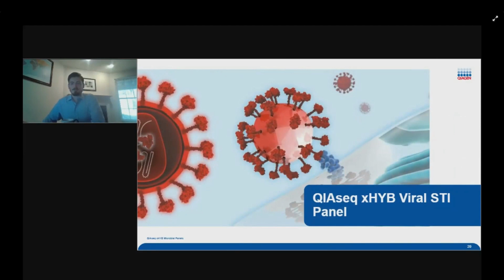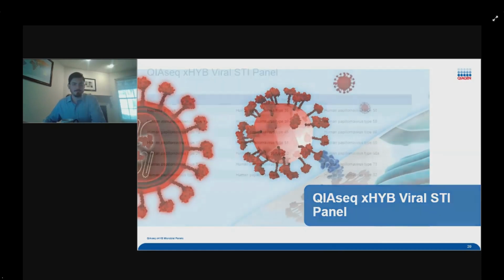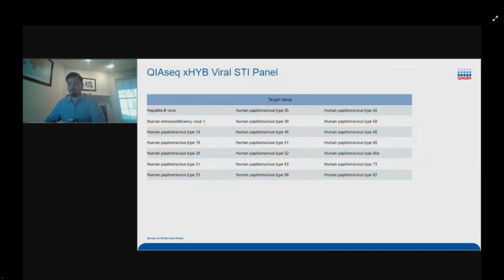And moving on to our viral sexually transmitted infection panel. Now, this panel is a bit smaller, but it does target hepatitis B, HIV-1, and 19 different types of high-risk HPV, including HPV-16 and HPV-18.